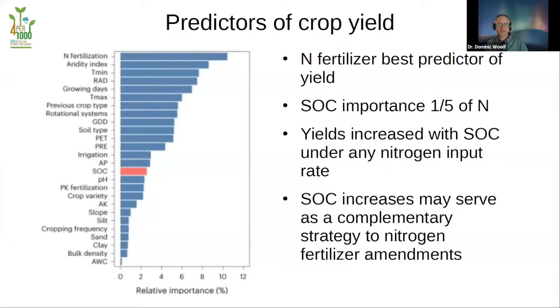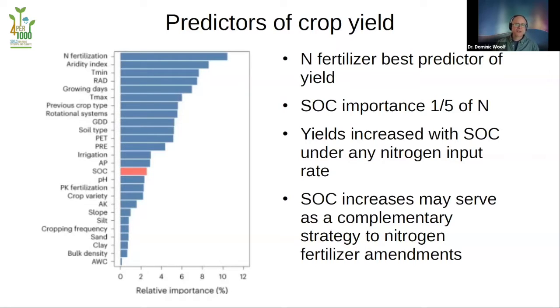We already know that. But what was nice to see was that soil organic carbon had a reasonably large and very measurable effect on yields. It's about a fifth of the size of the highest ones, nitrogen fertilizer and water provision, but it's large enough that we can actually quantify the size of that effect quite effectively.